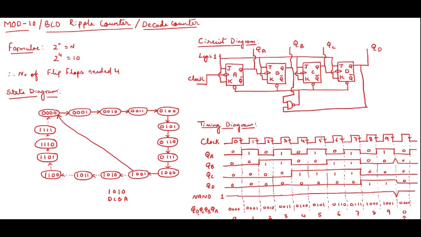Now let us check the DCBA combination I have taken. You can see four zeros, then 0 0 0 1, then 2, then 3, 4, 5, 6, 7, 8, 9, then it comes to 0 again. So this is my repeat. I have given an arrow mark here. This is how my mod 10 BCD ripple counter works.